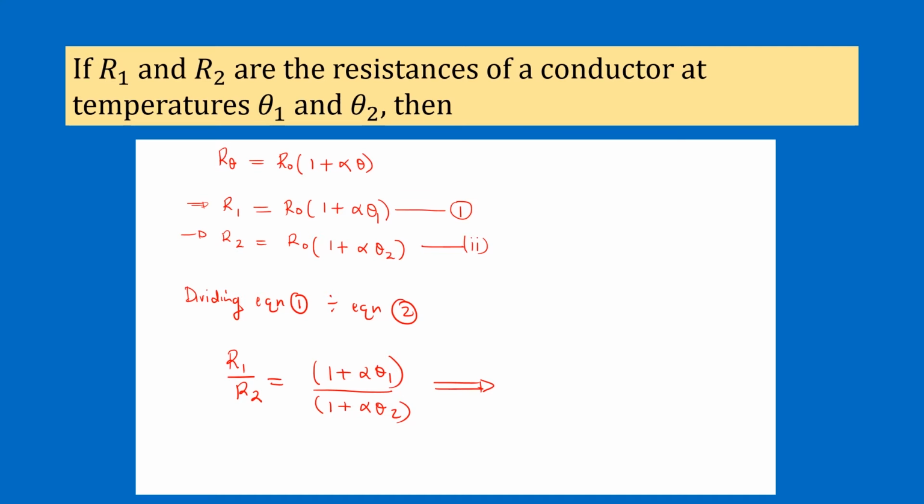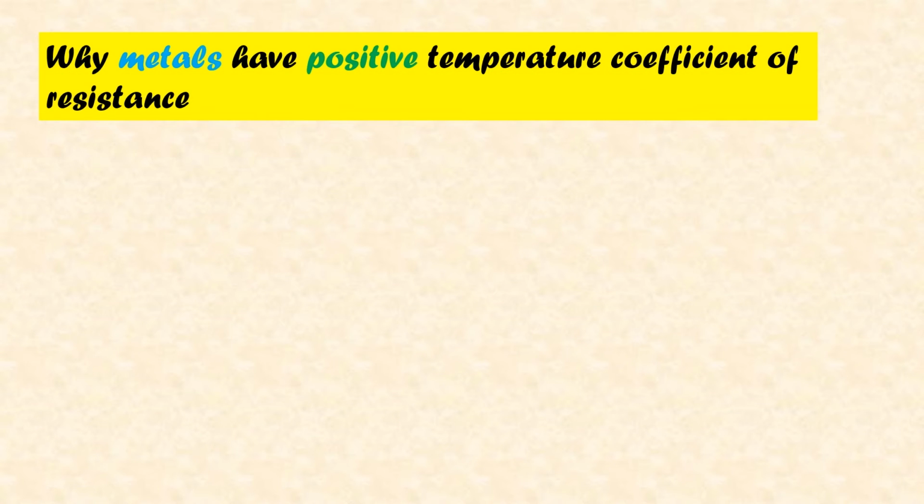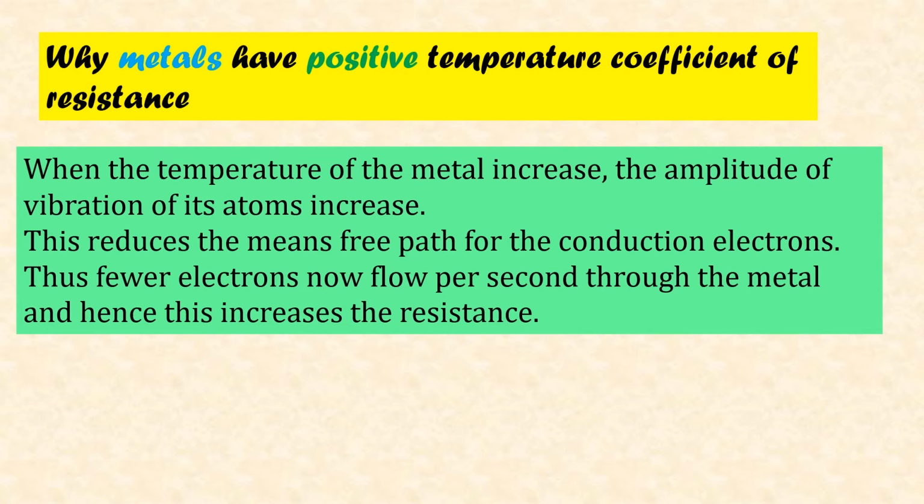Some materials have a positive temperature coefficient of resistance and others a negative temperature coefficient of resistance. Specifically, metals have a positive temperature coefficient of resistance, and we want to understand why. When the temperature of the metal increases, the amplitude of vibration of its atoms also increases. This reduces the mean free path of the conduction electrons, because as the atoms vibrate, they block the passage of these conduction electrons, and therefore reduce the mean free path.